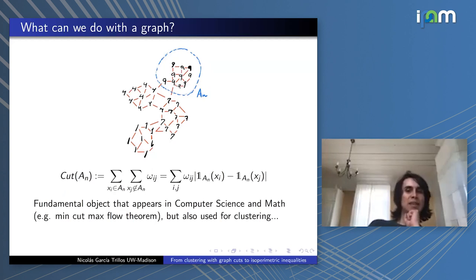But of course, maybe at this point, it's important to remark that this cut functional is everywhere. I would say it appears in computer science, in mathematics. You can think about the min cut max flow theorem. It's about cuts of graphs. But as I was saying, and perhaps for the purpose of the talk, more importantly, it is used for clustering.